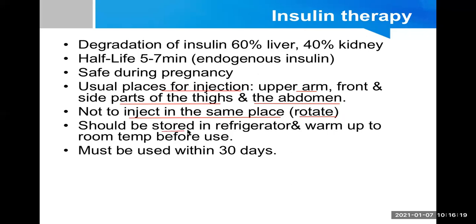Insulin should be stored in the refrigerator and warm up to room temperature before use. So people who are diabetic should have a refrigerator at home. It must be used within 30 days. So these are some important practical points.